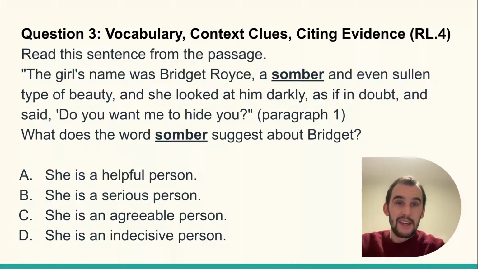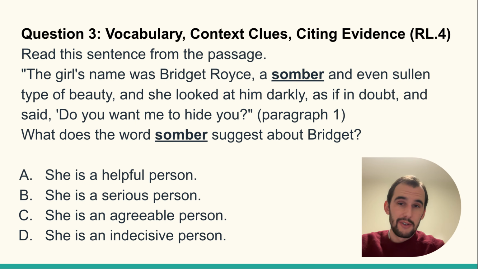I think that phrase, as if in doubt. So she's kind of doubting him. She's not really sure how to feel about this guy who is running away from the police. And she's maybe deciding in this moment if she wants to help him or not. And then with her question, do you want me to hide you? We know, oh, okay, she's deciding she's going to help him. So we have evidence that would point us to a couple of these answer options. So that's why this is such a tough question.